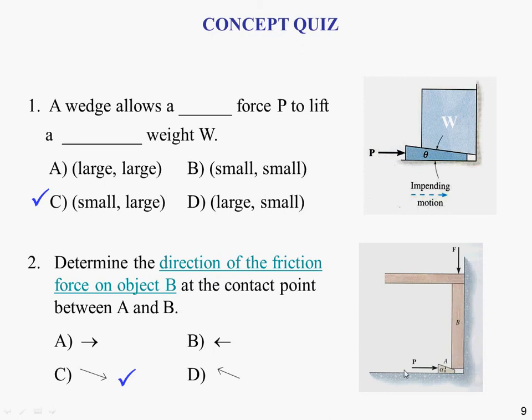So if we do a free body diagram of the wedge, this would be the friction force on the top surface of the wedge. Therefore, on object B we need equal and opposite to that, which will be this force here acting in this direction, tangent to that top surface of the wedge.